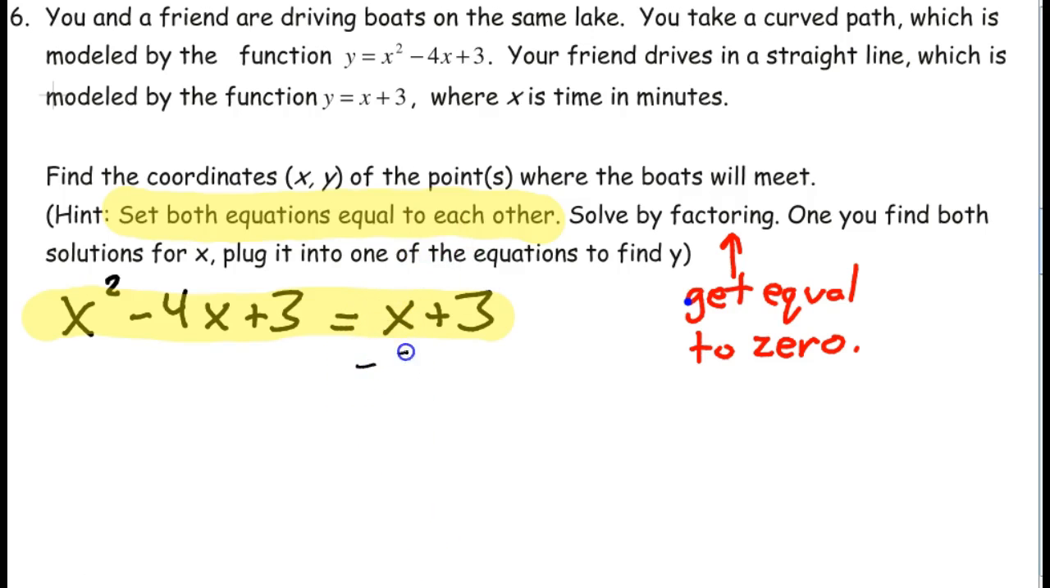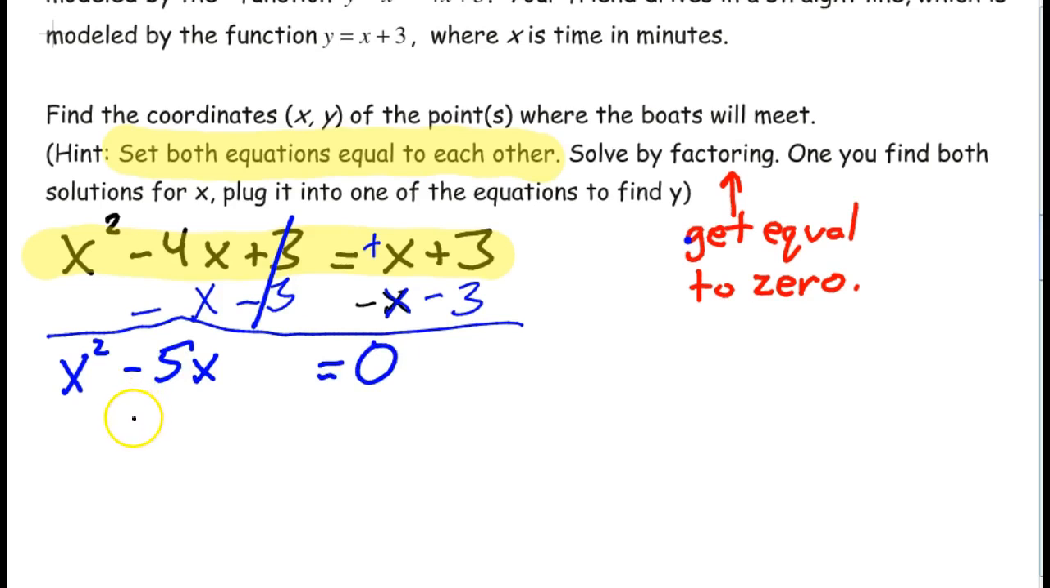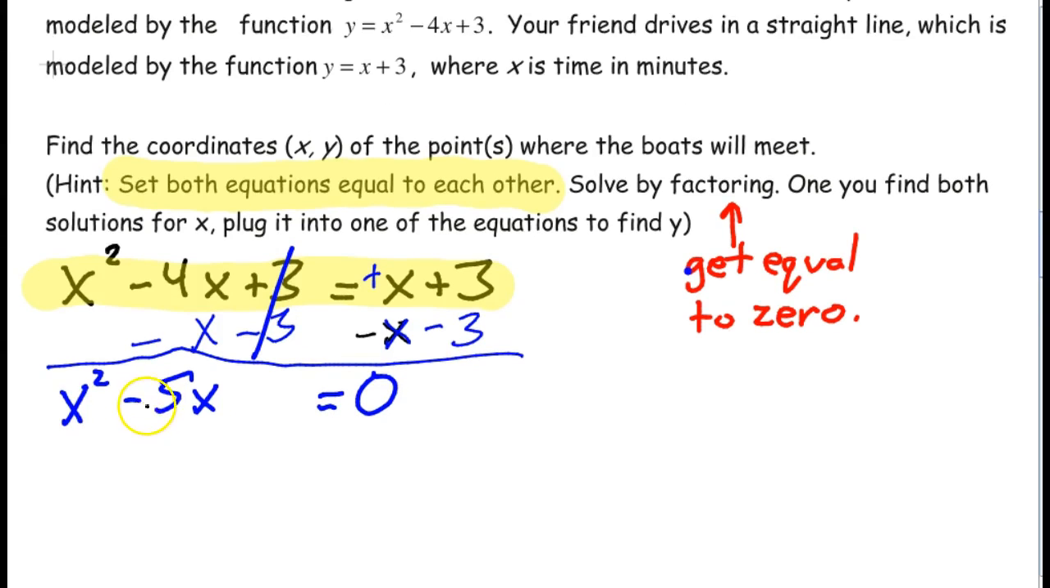So if we solve this, the first thing we have to do is get it equal to 0. Everything we do, we want to get it equal to 0. So since it's positive x, I'm going to subtract x. Since it's positive 3, subtract 3. Just do that to both sides. Okay. So we have x squared minus 5x equals 0. So this looks very similar to number 2 and 3.